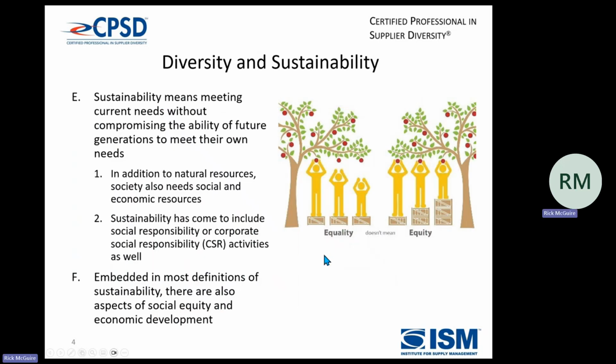Sustainability means meeting current needs without compromising the ability of future generations to meet their own needs. In addition to natural resources, society also needs social and economic resources. So sustainability has come to include social responsibility or corporate social responsibility activities as well. Embedded in most definitions of sustainability, there are also aspects of social equity and economic development.